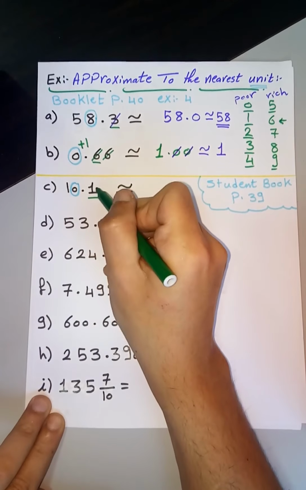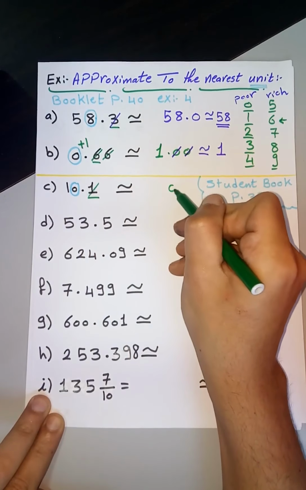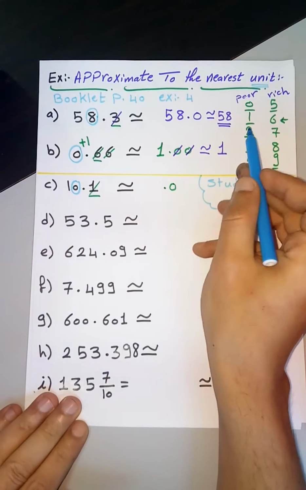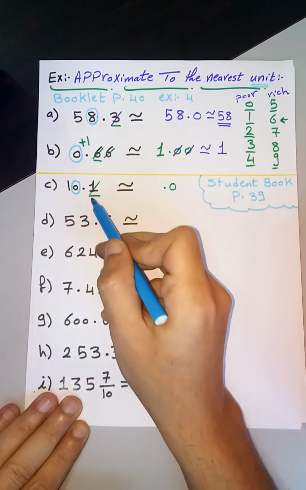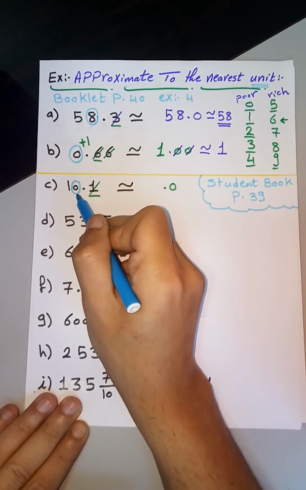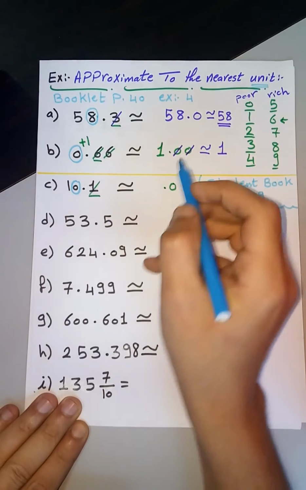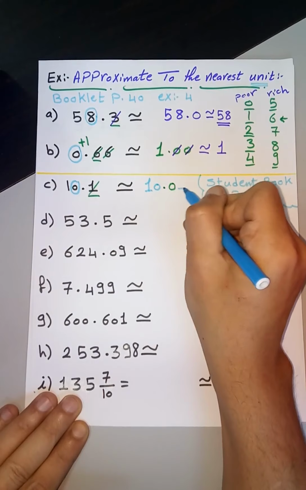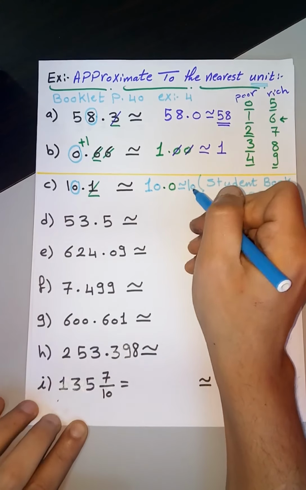So the underlined digit will always turn into 0. And let's see if this underlined digit is a poor or rich number. As you know, one is a poor number, so this one is turned into 0, and it's not gonna increase the circled digit, so it's still 0 and 1. So this is approximately equal 10. That's correct.